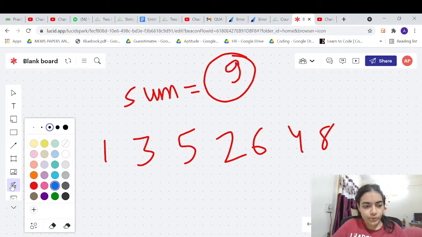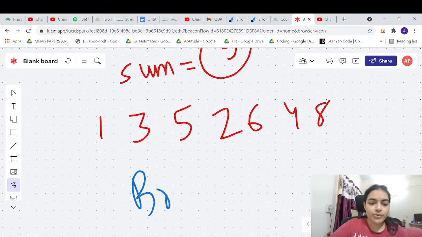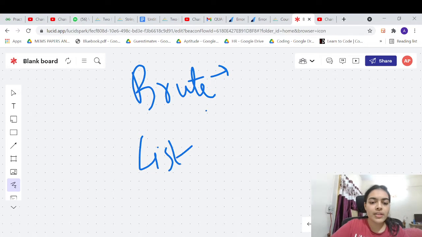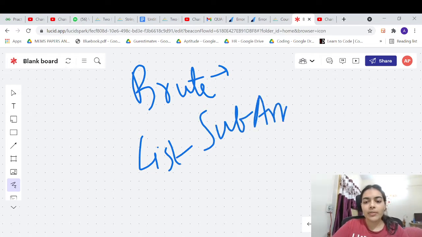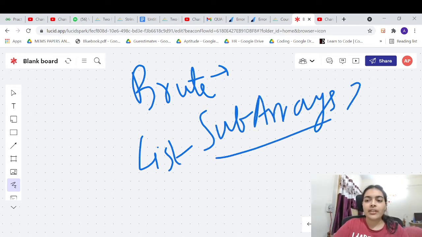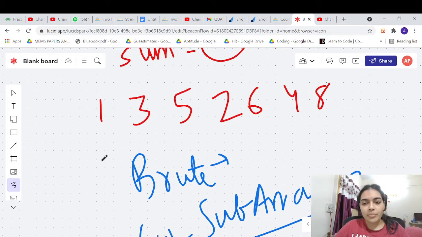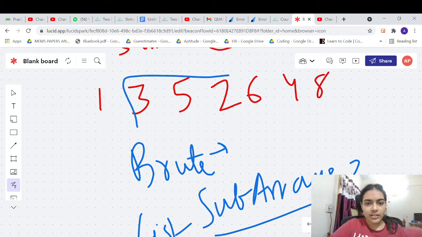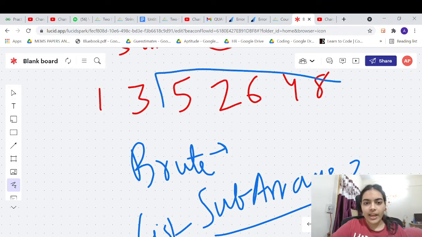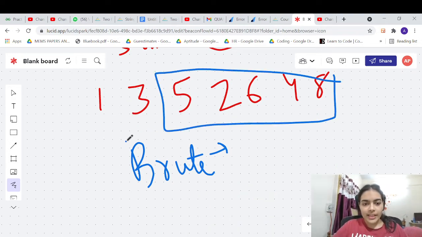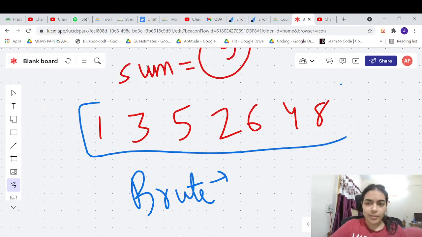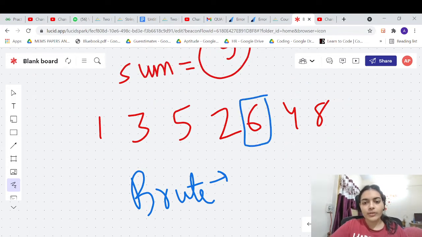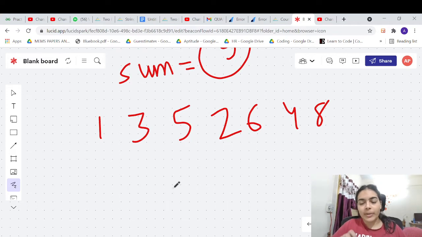Now let's take a brute force approach. What is a brute force approach? Brute force approach is to list down all subarrays. Now, what is a subarray? A subarray is simply a segment of an array. For example, this is a subarray. This is a subarray. This entire thing is also a subarray, and the entire array itself is also a subarray. Each single element is also a subarray. So a subarray is just a continuous block of elements in the array.